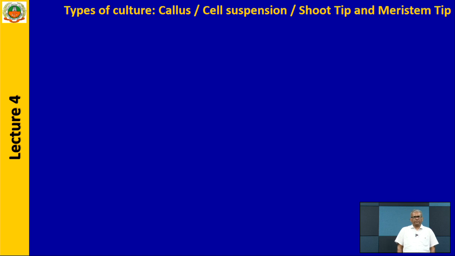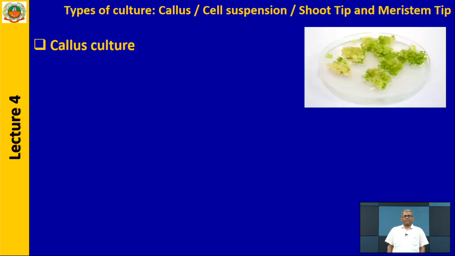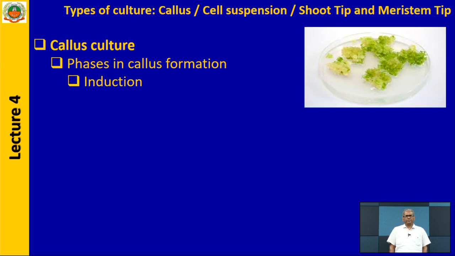To begin with, we will start off with callus culture. Before we try to understand what is meant by callus culture, we should define what is a callus. So, callus is a mass of actively dividing cells that are in different levels of differentiation. These calluses are helpful in different aspects. The callus induction process includes different stages, namely induction, division and differentiation.